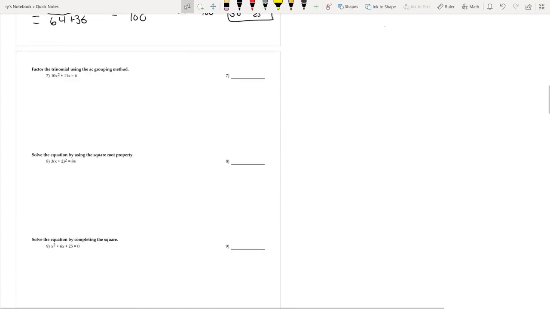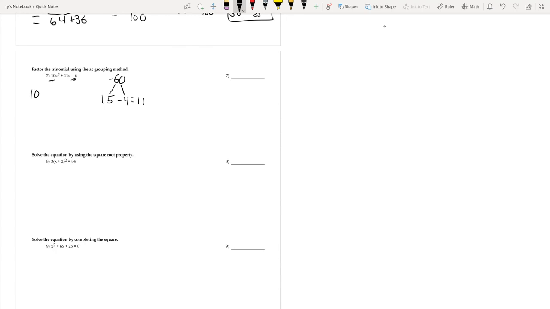For number 7, it's asking us to factor the trinomial using the AC grouping method. So what that means is I'm going to multiply a, which is 10 in this case, by -6, which is my c. So that's -60. What multiplies to 60 and adds to 11? Well, one thing that comes to mind is 15 times 4. So for it to be 11, I'd have to have a positive 15 and a negative 4. 15 minus 4 is equal to 11.